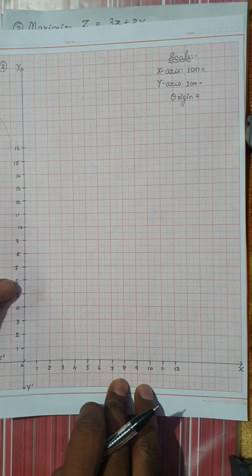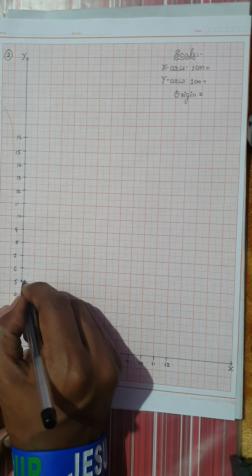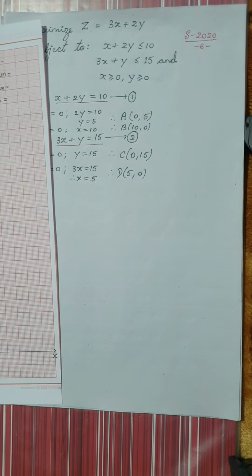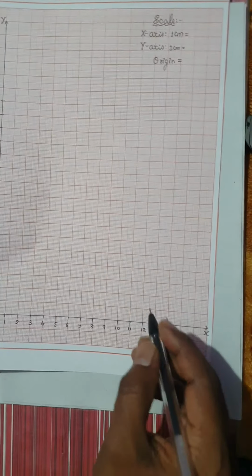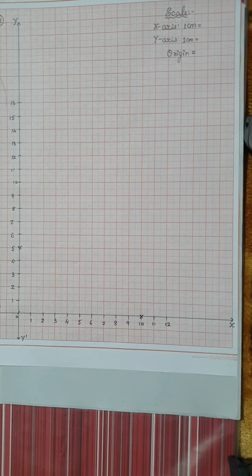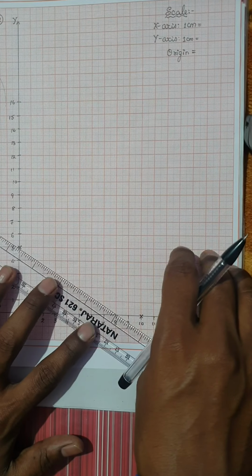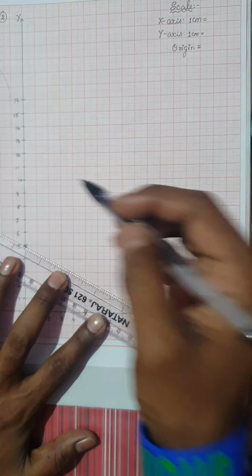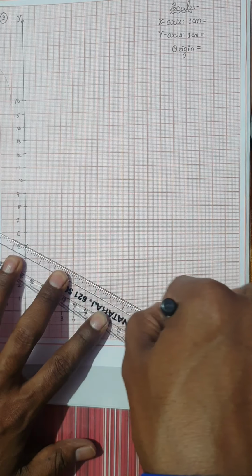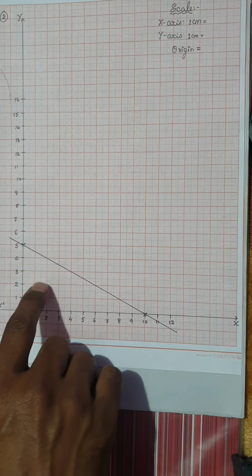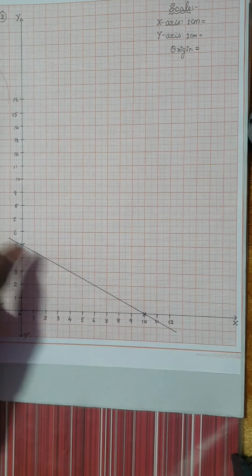Now let's start plotting the points. The first point is 0, 5. Since x is 0, the point would be on the y-axis. This is point A, that is 0, 5. The other point B is 10, 0. Once I have the points, I join them by a straight line. Please draw it very carefully, because you will need to find the shaded region. Extend the line also, but you need not worry, the feasible region would be in the first quadrant itself. So point A and point B are ready.